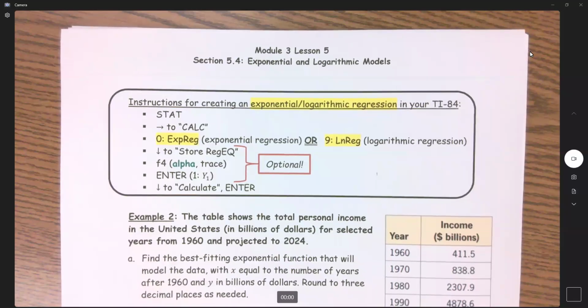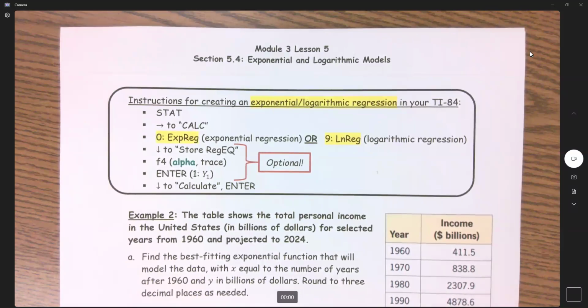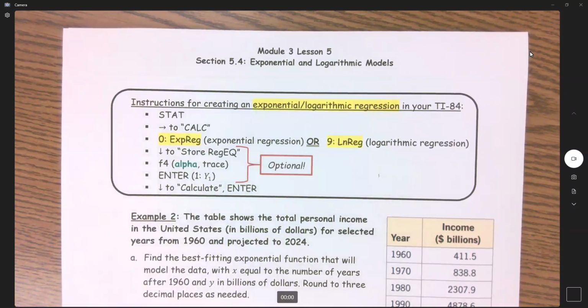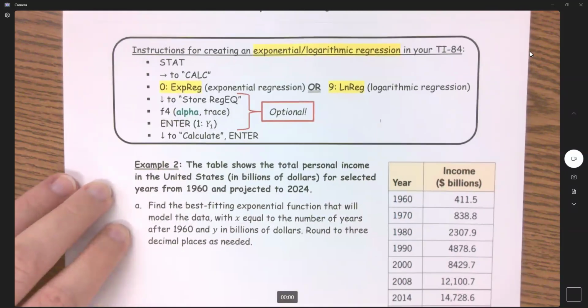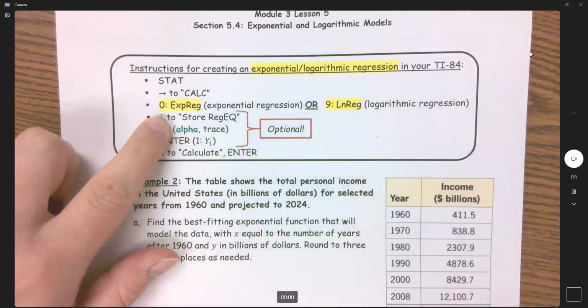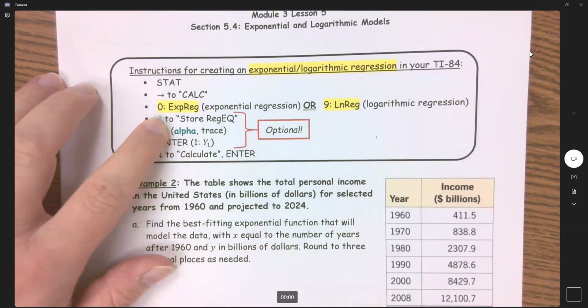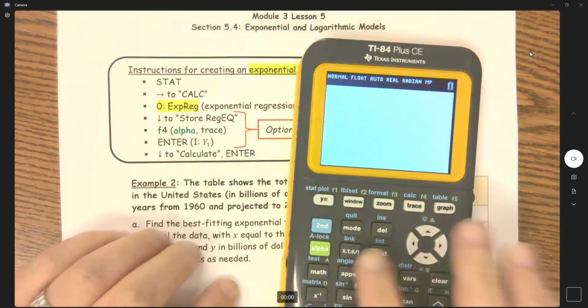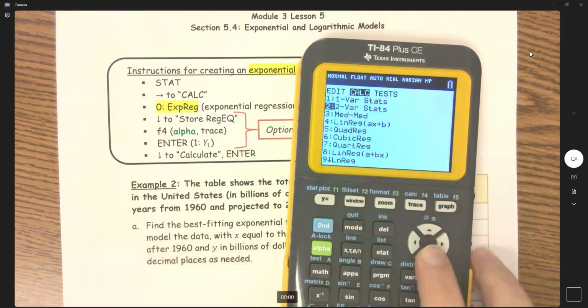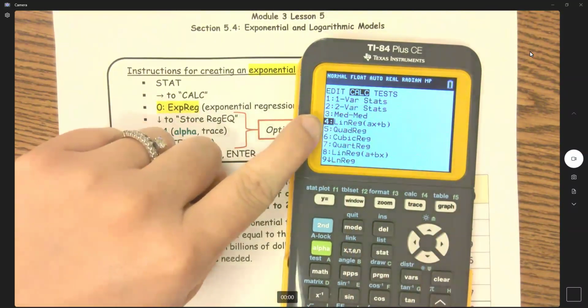Since this is our third time doing regressions, we're only going to do one example of actually finding a regression. Here are our instructions for how to make a regression in your calculator. The only thing that's changing here is that now we're going to go to 0 and 9. So when I am in stat and go over to calc, we have now used linear, number 4.